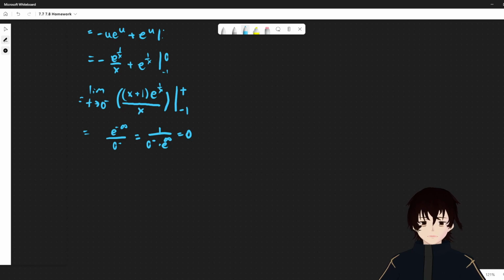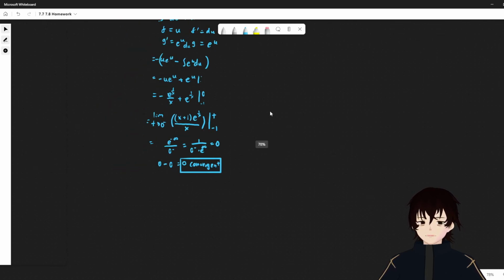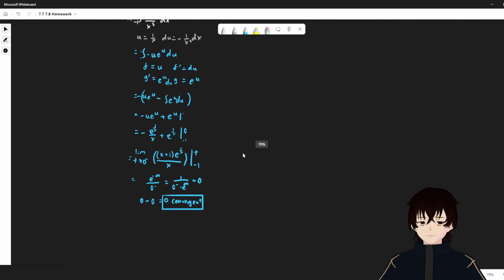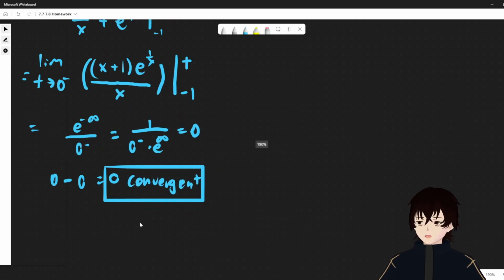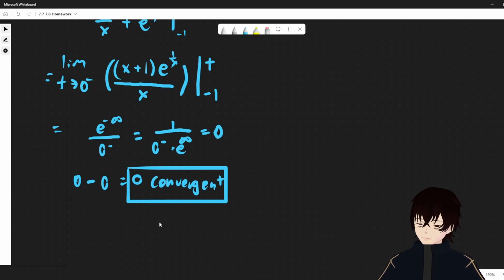But now we get 0 minus negative 1. We plug in negative 1, we get 0 equals 0. Convergent. Right. Actually, no. It can't be 0, can it?